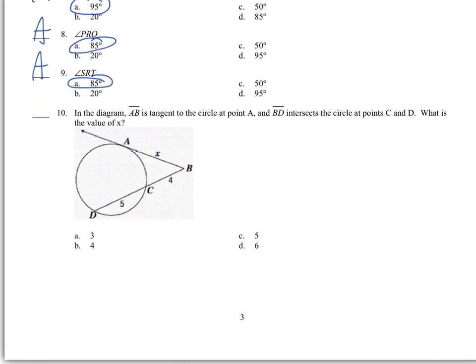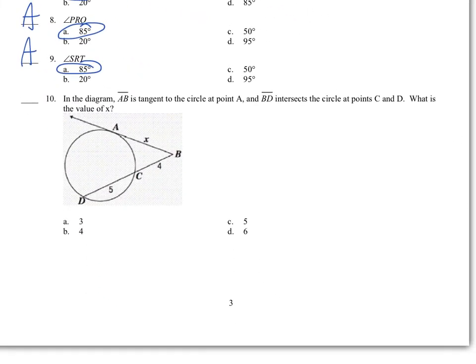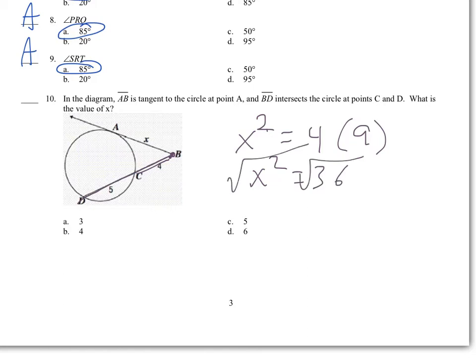Here we have a tangent line and a secant line. A tangent and a secant. And we're looking for the value of x. You'll recall that when they intersect outside and one is tangent, we square the tangent segment and set it equal to the product of the exterior segment 4 times the entire segment, which in this case would be 4 plus 5, which is 9. So x squared equals 36. When we square root both sides, we end up getting 6.